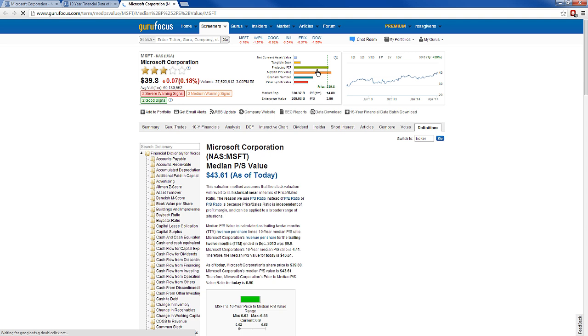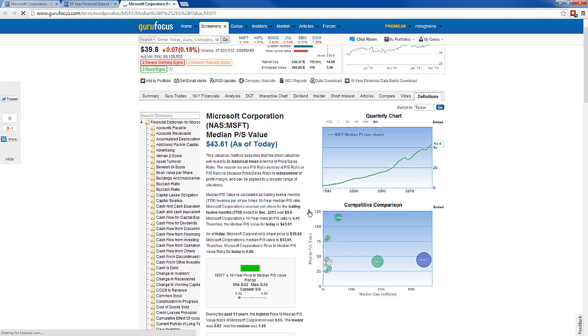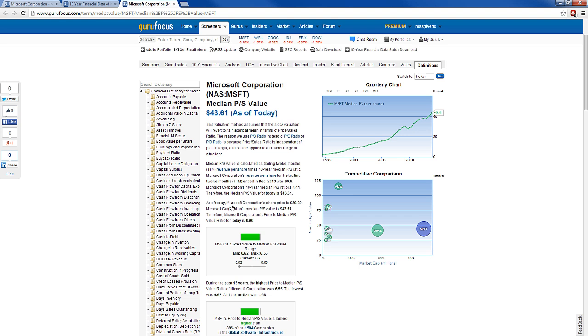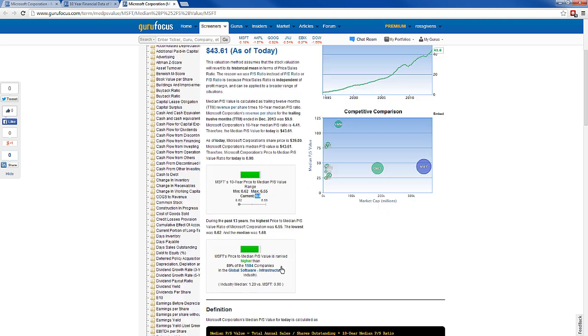And we click on that. Once again, it takes us to another page, breaks it down for us, gives us that median per share value, and tells us how it stacks up historically. So it says as of today, the 10-year price to median sales range has been between 0.62 and 6.5. So we're definitely on the low end of that range at 0.9 today. It's also ranked higher than 89% of the 1,500 companies in their group.